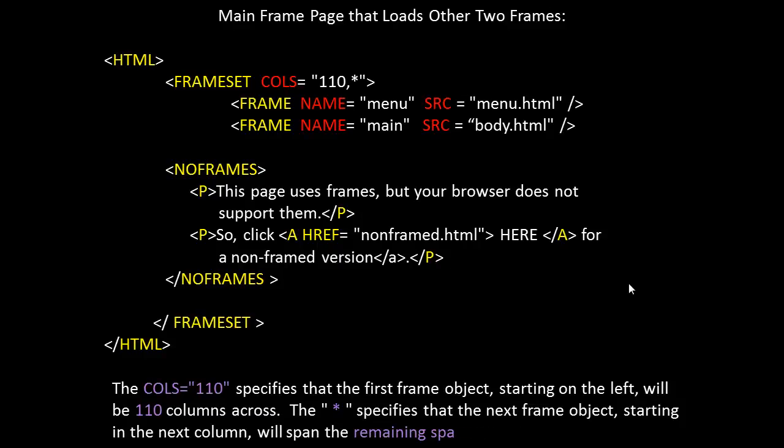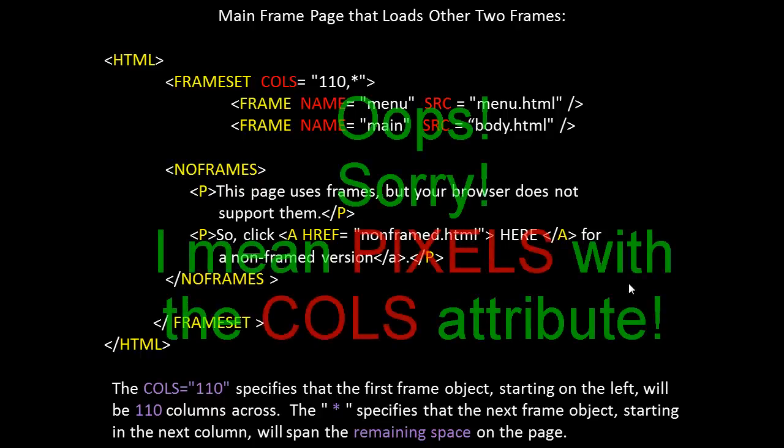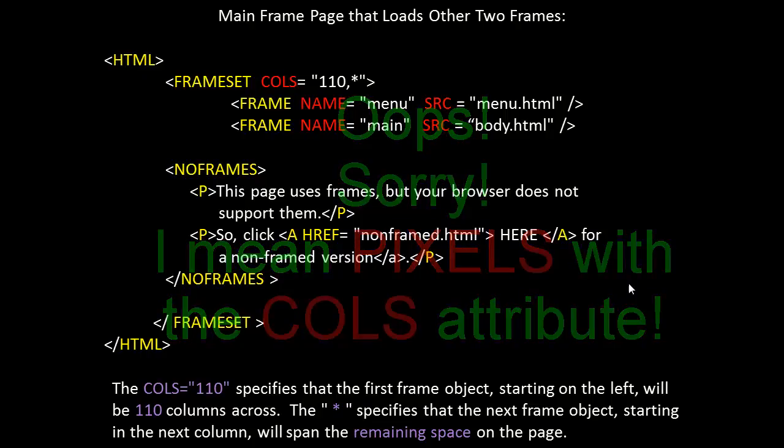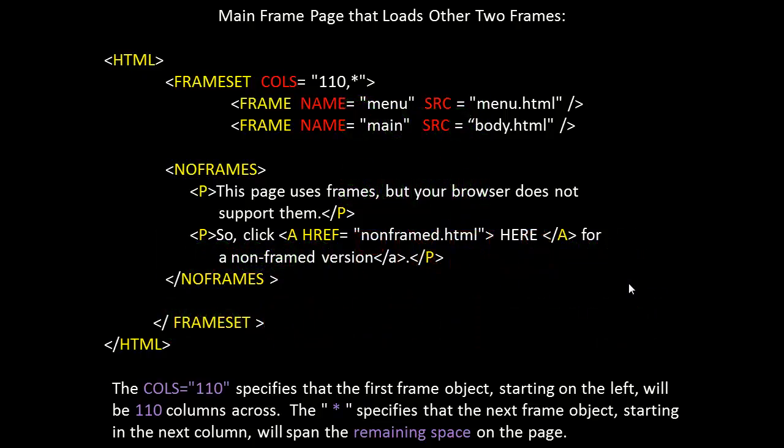In this case, within the frame set tags, we have two frames, one named menu and one named main, which will load menu.html and body.html. The cols equals 110 specifies that the first frame object, starting on the left, will be 110 columns across. The asterisk or wildcard specifies that the next frame object, starting in the next column, will span the remaining space on the page.